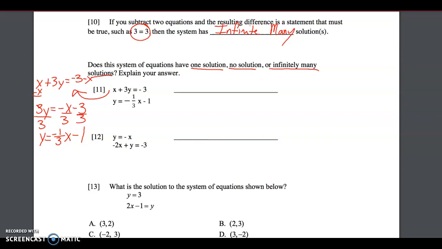Comparing our two equations, here is our slope. The slopes are identical. Here are the y-intercepts. They are identical. That means that we have infinitely many solutions.